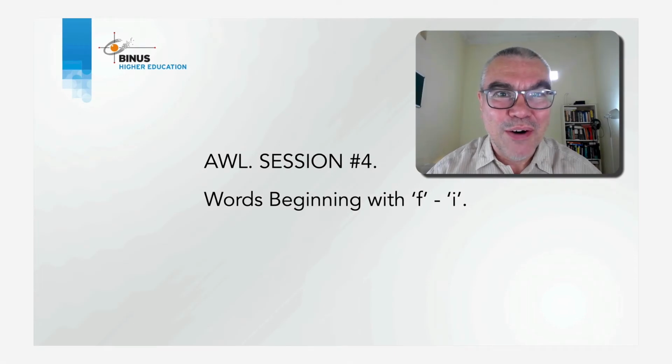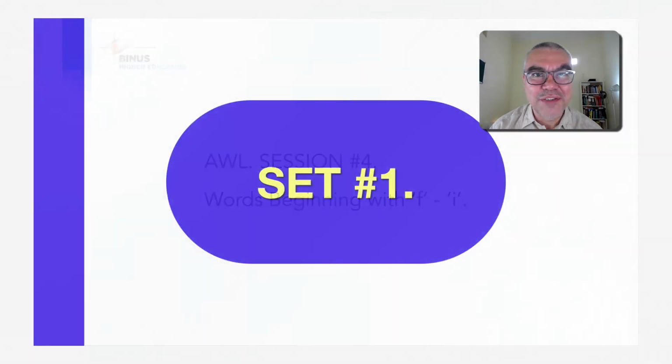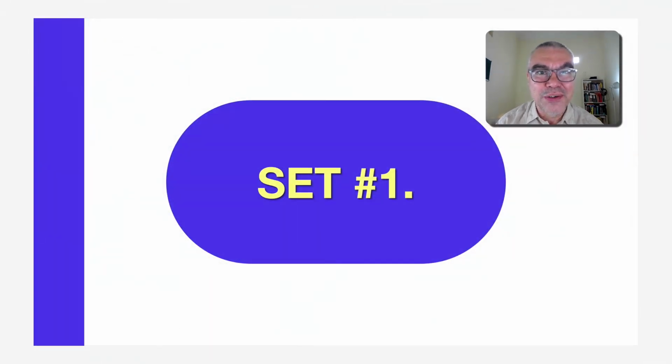Hi everybody, welcome back. I hope you are enjoying this course on developing your academic vocabulary. We've got lots more words to cover, and in this section we're going to look at the academic word list with words starting at F and going through to the letter I. This section of the course is broken into 3 different sets. Let's begin with set number 1 and the first group of words.